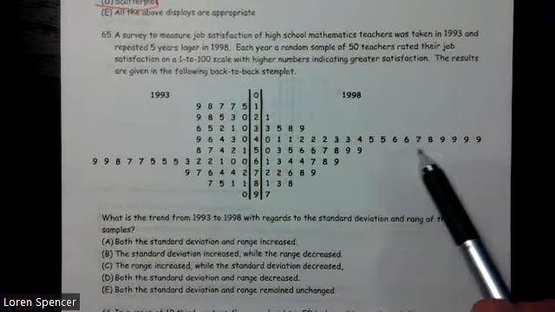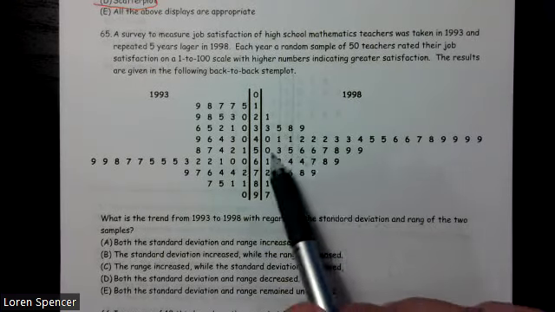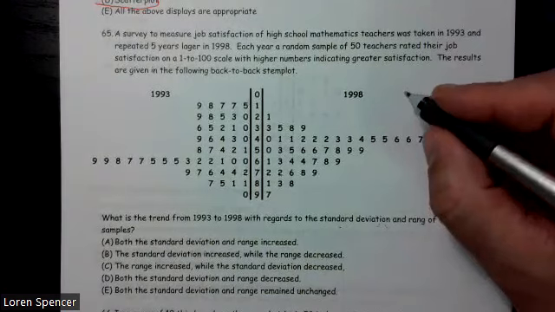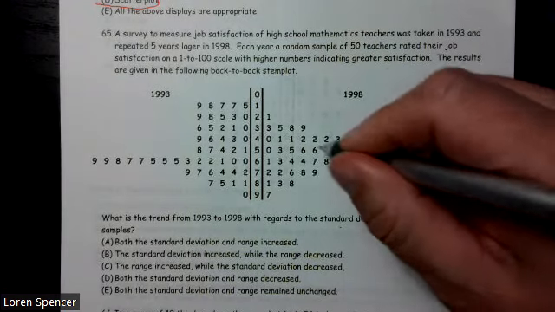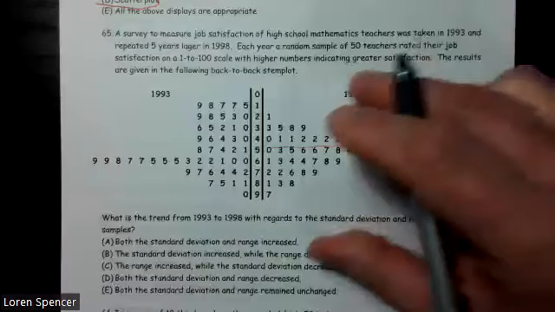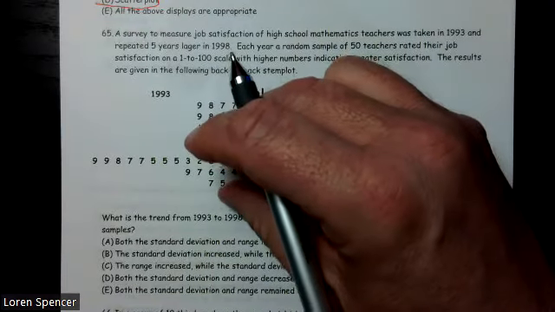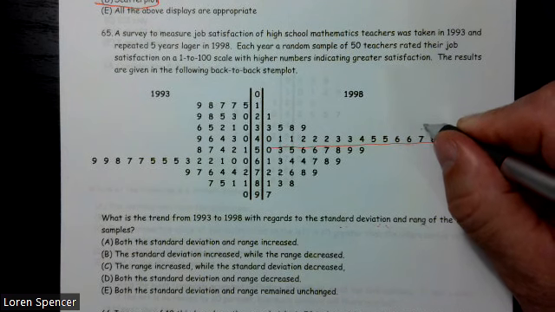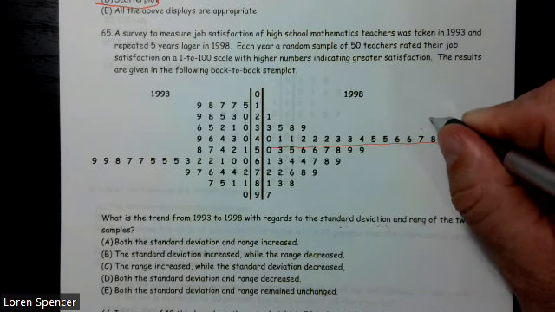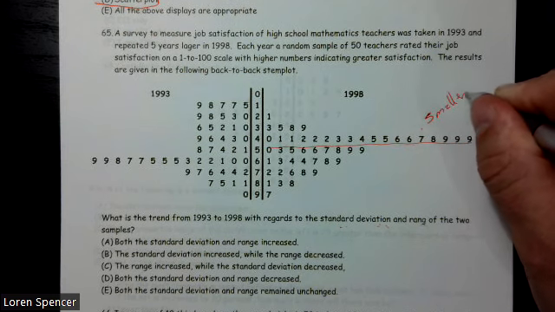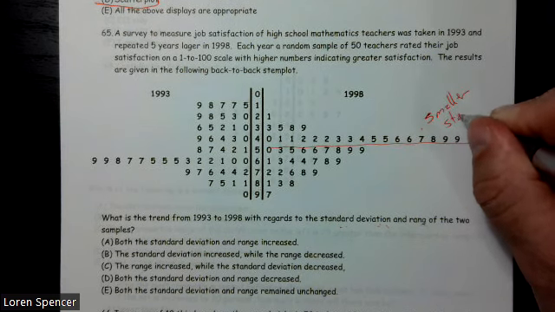This one appears to be more and more centered on a value. And because it appears to be centered, I'm going to say that this has a smaller standard deviation because it has a higher center. So if it has a higher center, there's more data close to it. This one has a lot of data that's more spread out. So in this case, I would say this has a smaller standard deviation.